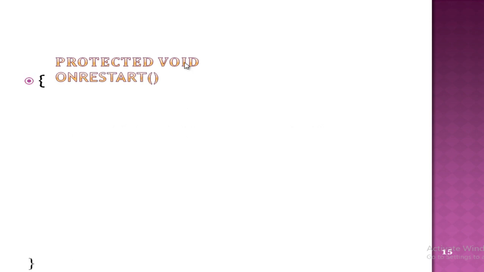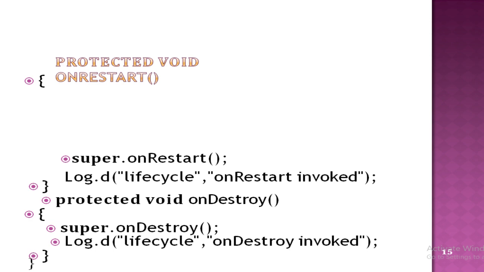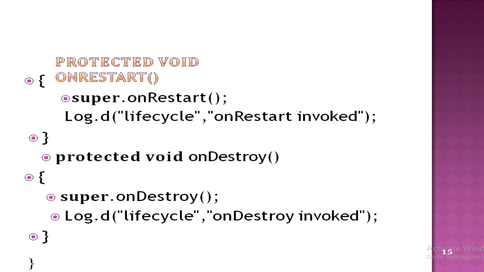Next, protected void onRestart. The restart method will be called when the user wants to come back, so the activity appears again, then the restart method is called before onResume, right? So that is the restart method. And with Log.d, through this we can print anything we want to print.